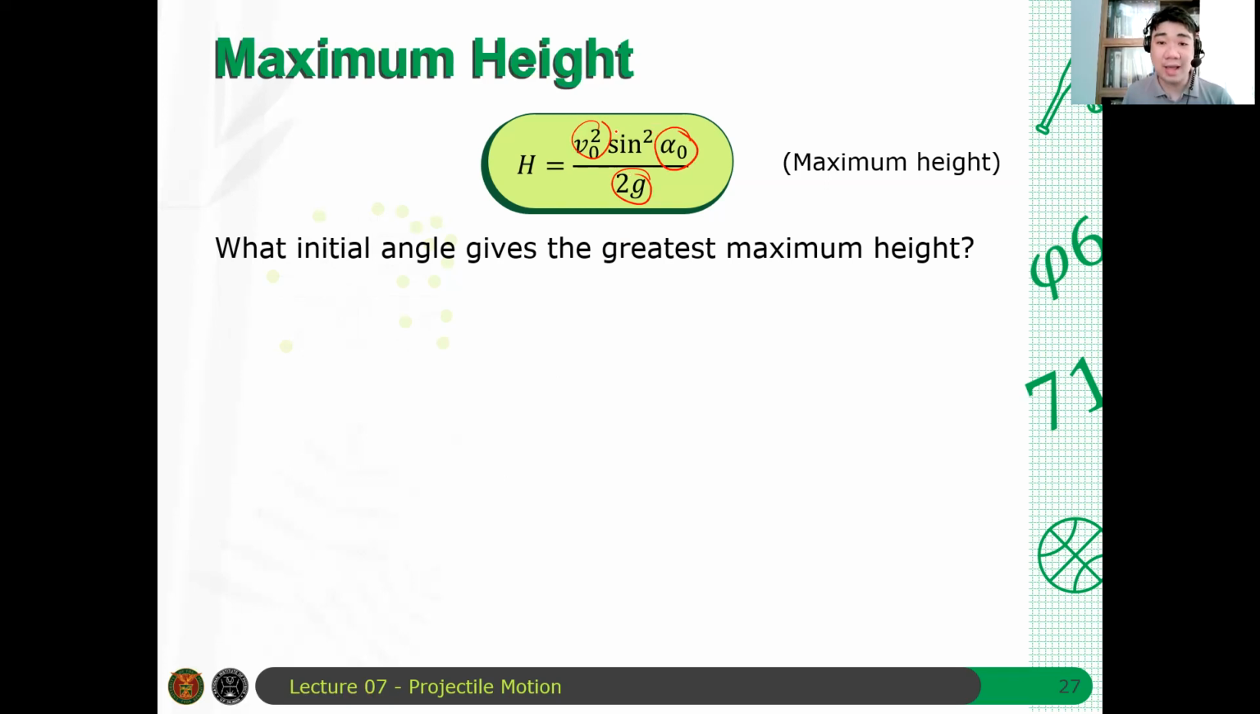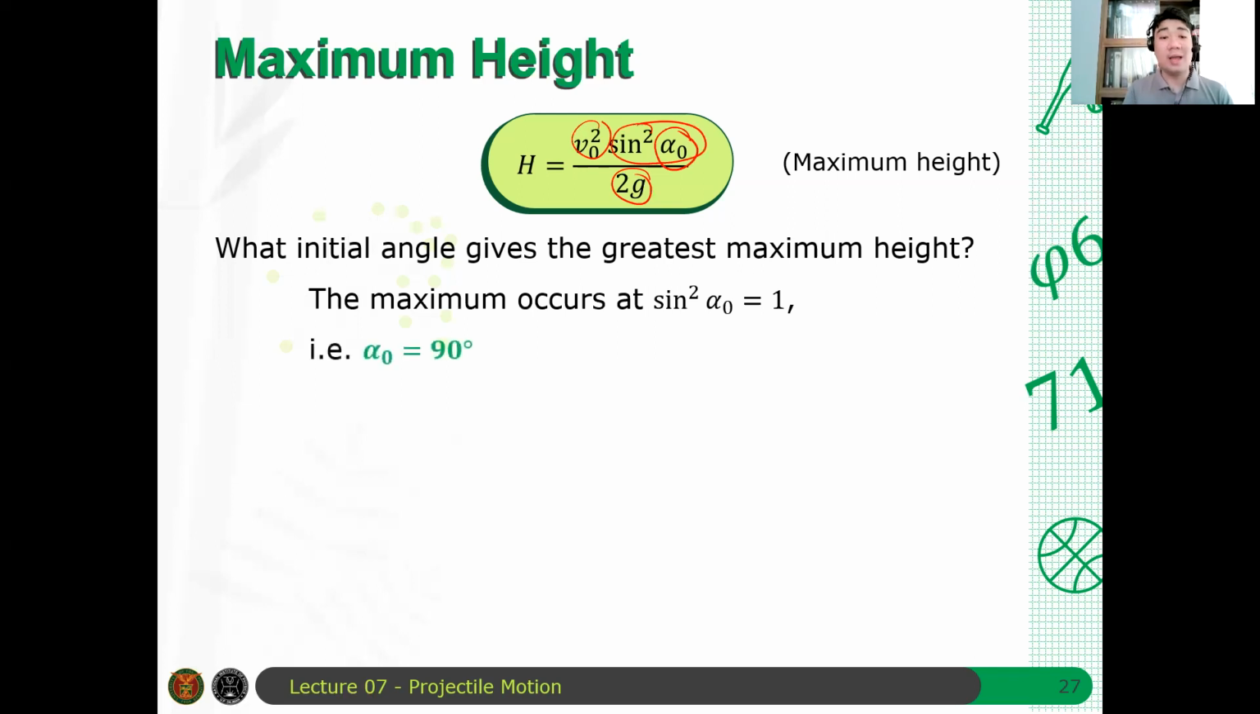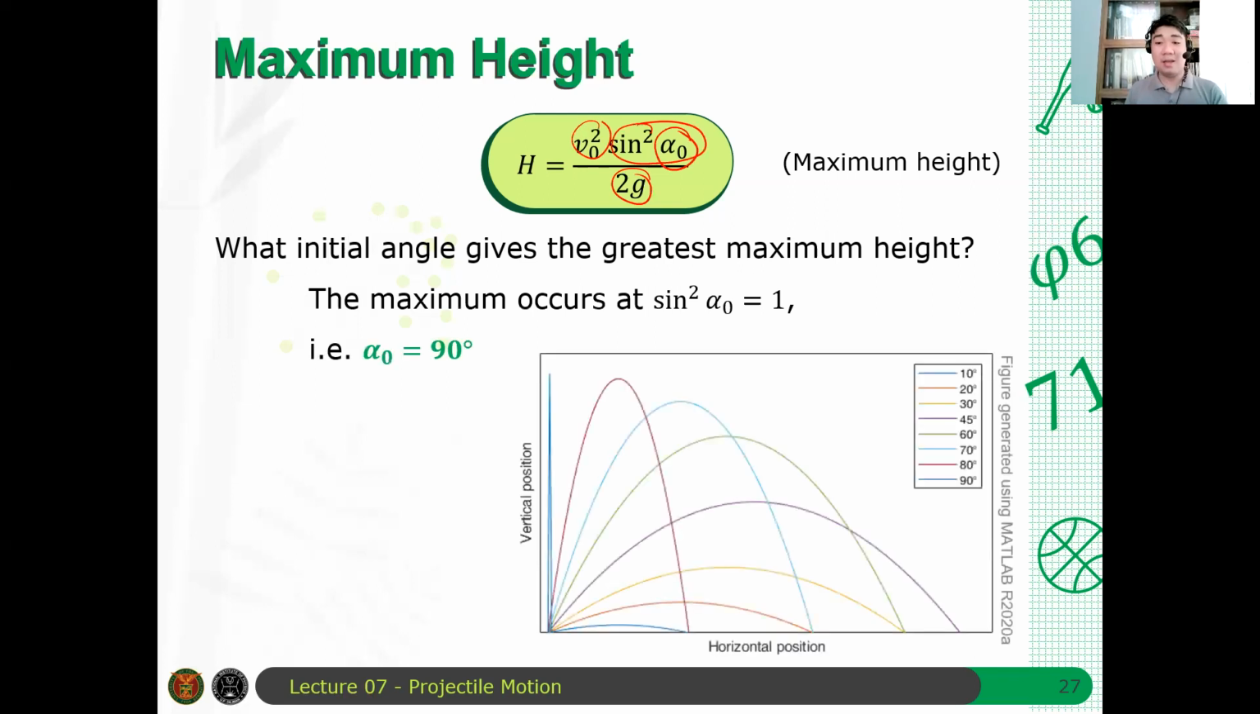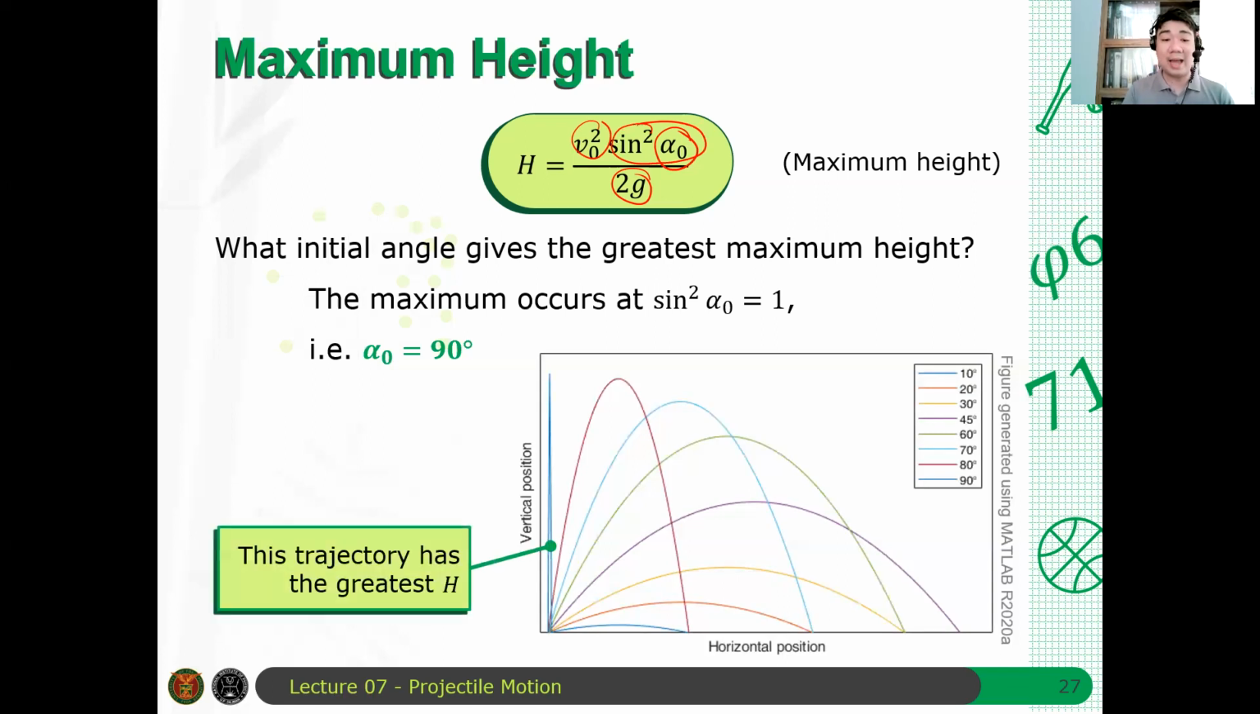Ano? So dito, sine, remember, kailan maximum ang sine function? At alpha naught. Yes, at pi over 2 radians or at 90 degrees. Hence, the maximum occurs when sine squared alpha naught is 1, where alpha naught is 90 degrees. So when you plot the trajectory of a projectile in different initial angles with the same initial velocity, we will see that at alpha naught equals 90 degrees, which represents your free fall motion, pinakamalaki yung maximum height.